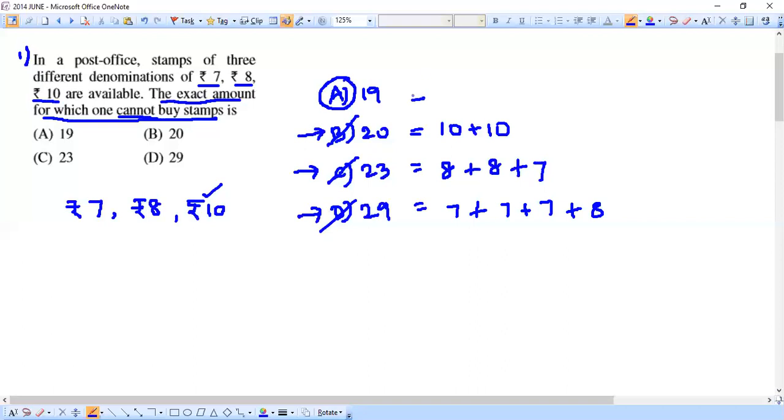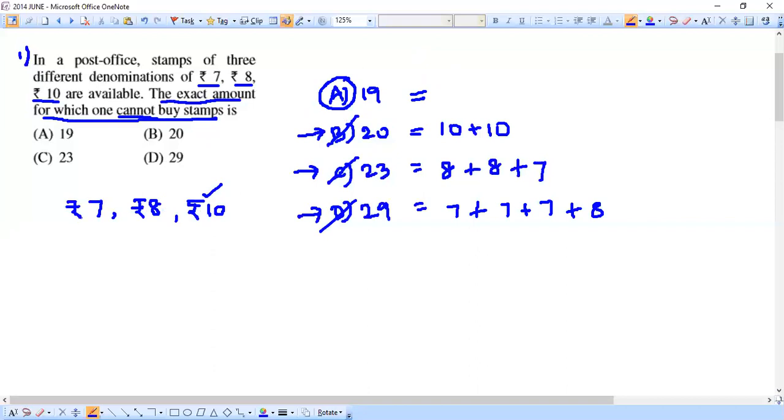See here, this option A, which is 19, for 19 rupees is what we'll not be able to buy stamps. You can try any possible combination here, like 7, 8. 7 plus 8, one 7 rupees stamp, one 8 rupees stamp will give us only 15 rupees. So it is not working. We can go like 8 plus 10, that will be only 18. We can go 7 plus 10, that will give only 17. Or we can go 8 plus 8, that will give only 16.